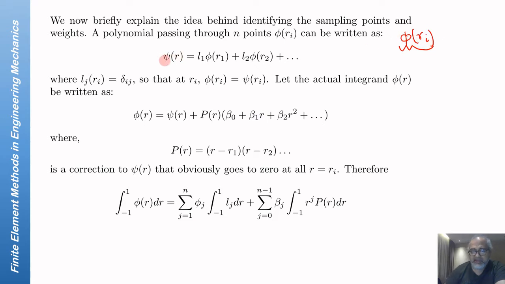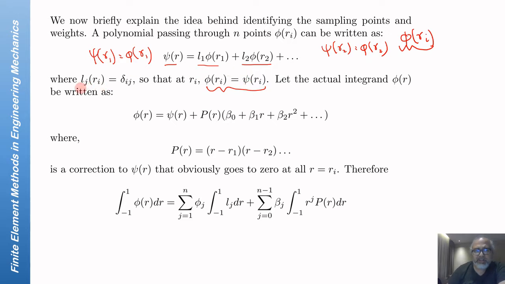as a function psi r equal to L1 phi r1, L2 phi r2, and so on, where L1 is 1 at r1 and 0 at other r's. So L2 is 0, so psi r1 will be exactly equal to phi r1. Similarly, L2 is equal to 0 at r1 and equal to 1 at r2. So psi r2 will be equal to phi r2, and so on. That is, phi ri will be equal to psi ri at every i.